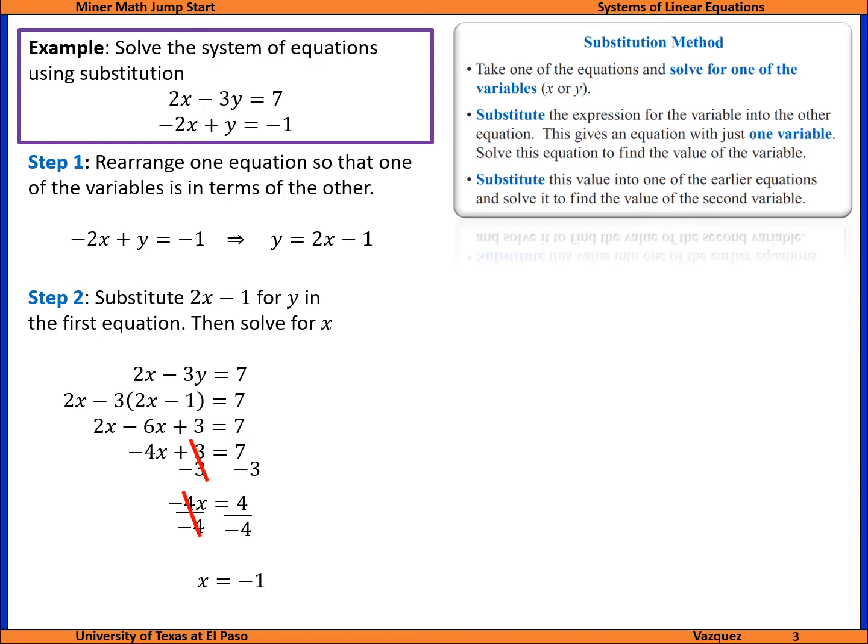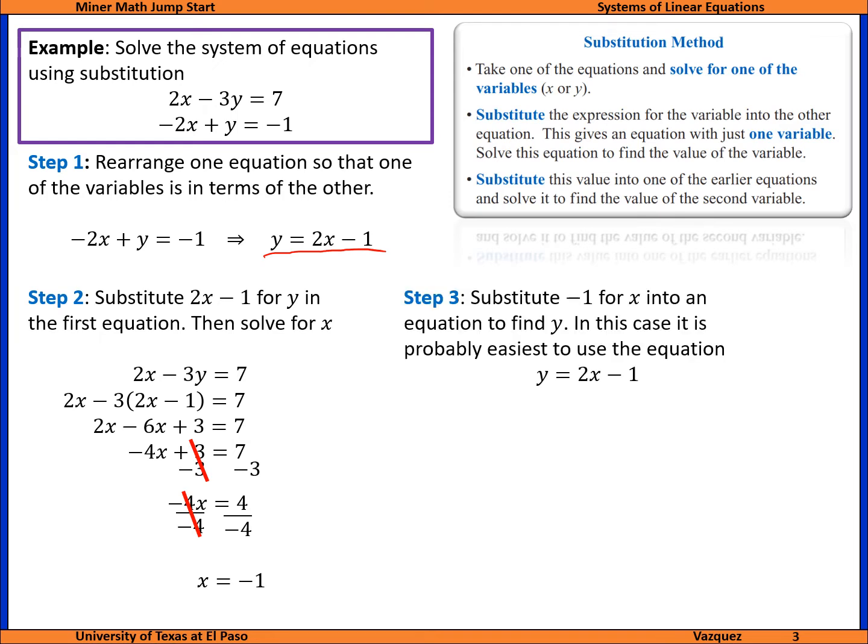But notice this equation right here. They're telling us y is equal to 2x minus 1. And if we know x, what can we do? Well, just substitute negative 1 for x in that equation.